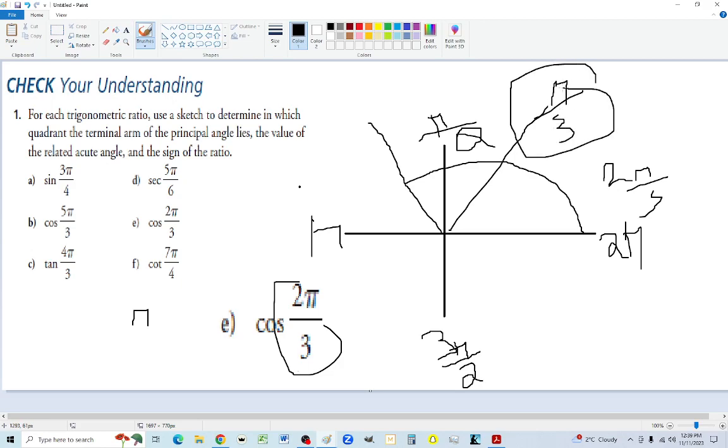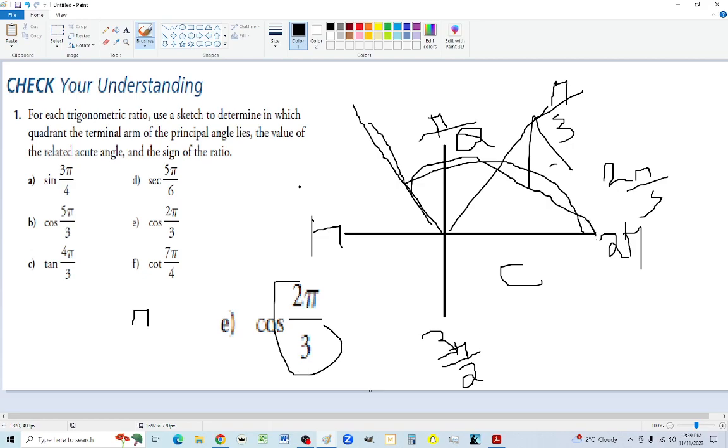So you can use your special triangle. And we're talking about cosine here. According to CAST, only sine would be positive. So the cosine of the principal angle is negative, but the acute angle is always positive. And the last one, cotangent's the opposite of tangent.